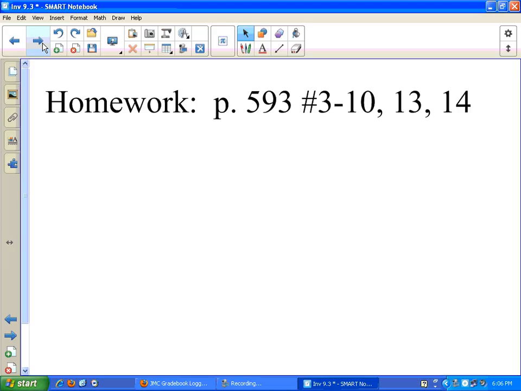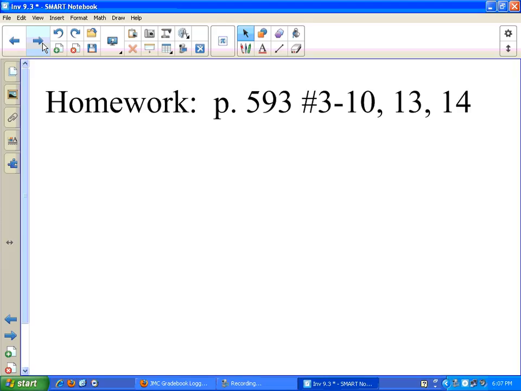For tomorrow, I have some homework for you. Page 593, number 3 through 10, 13 through 14, or 13 and 14, not through 14. Taking a look at them, number 3 through 10, try to help you guys out a little bit. What you need to do is graph the reflection of the polygon on the given line. So you guys are only doing through 10, so you have 8 of them. I will have graph paper out for you.